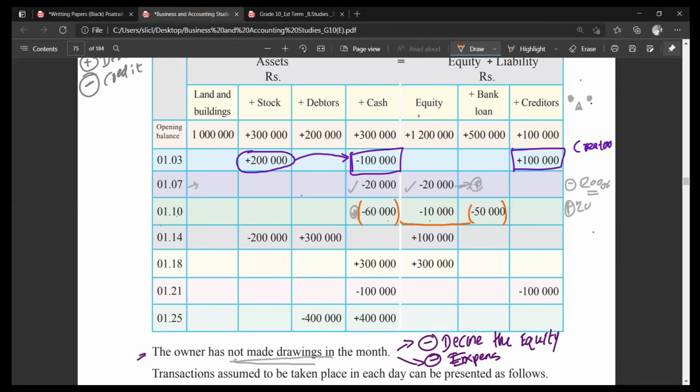Definitely this difference between the bank loan portion and the cash decrease will equal to what? It's the interest expense. Because this interest is an expense, our equity column will decrease.